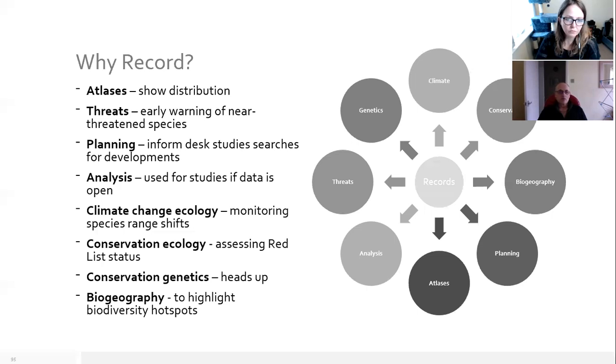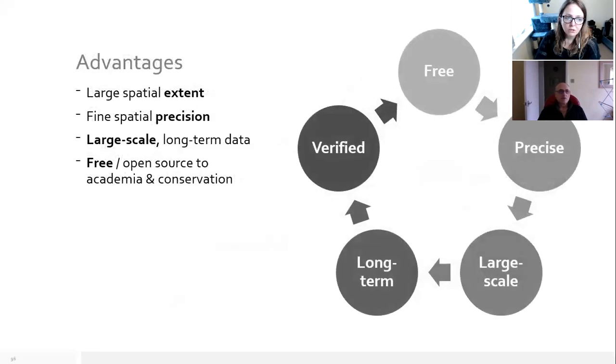So the advantages: you can get information about species on a very, very large spatial extent. And you can also get very, very fine spatial precision depending on how good your records are. So if your records of all the species that you're looking at are recorded to 1 kilometer square value, that doesn't give you anywhere near as good data as if they're recorded to 10 meter precision. So we always try to record to a 10-figure grid reference whenever possible.